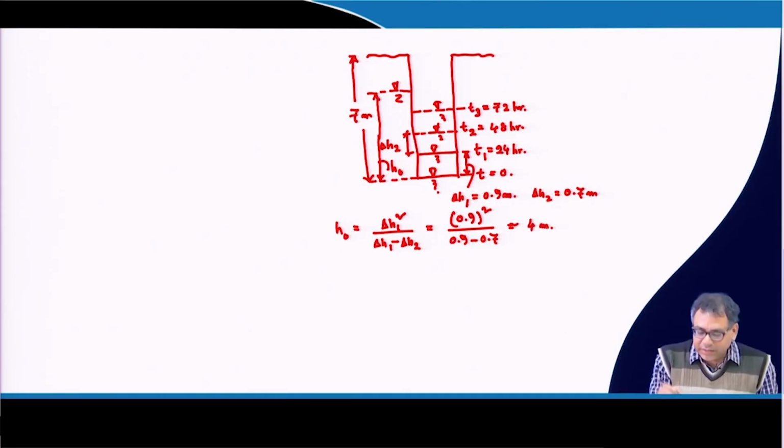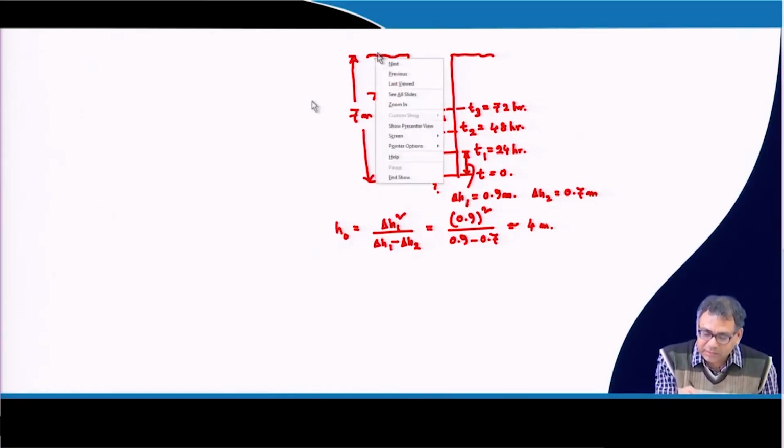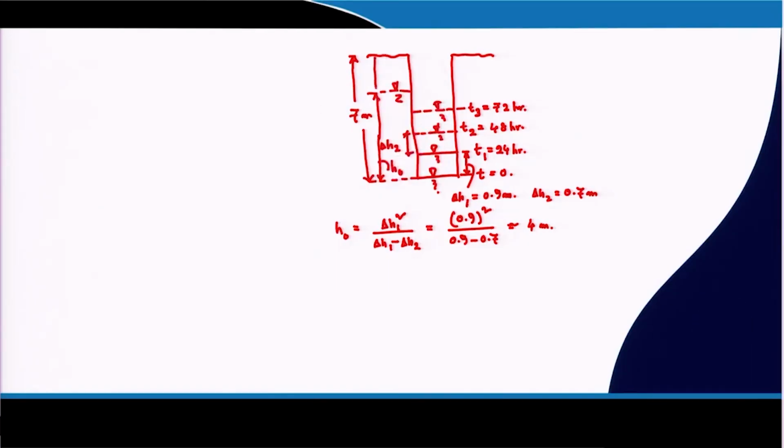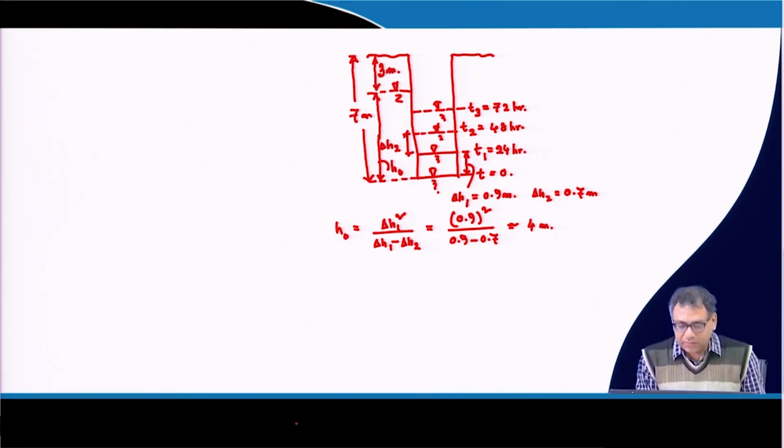So now we know that this is the 7 meter. So, this is roughly 4 meter. So, this distance will be roughly 3 meter. So, this way we can determine the position of the water table from the ground surface.